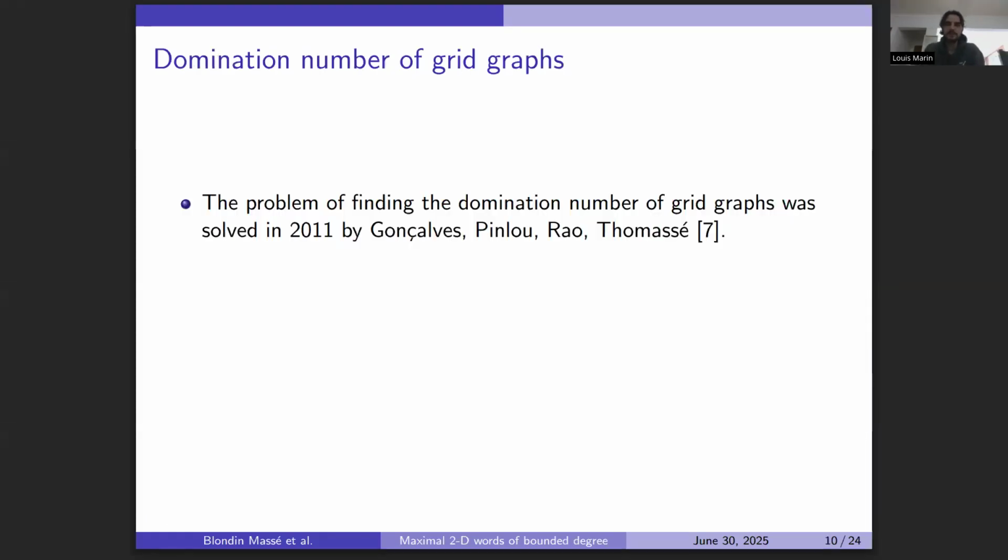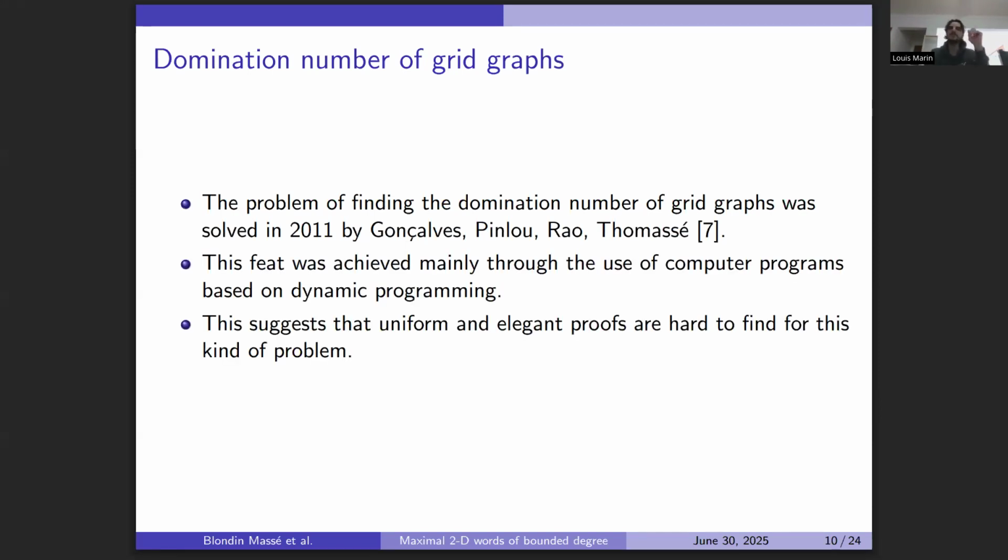The way they solved it was mainly using computer programs based on dynamic programming. It was a lot of case checking and hard computations. And what this suggests is that maybe for those kinds of problems, it's hard to come up with an elegant proof.